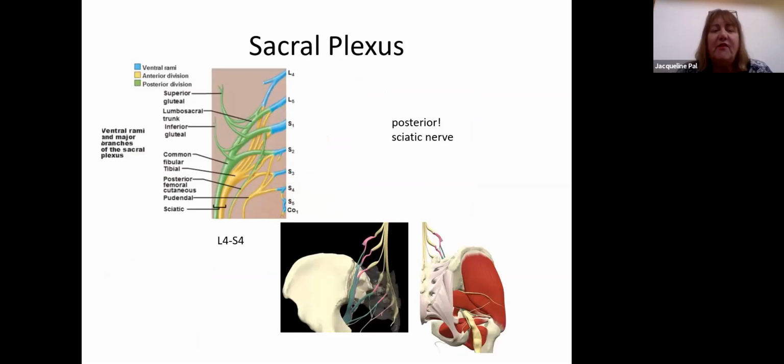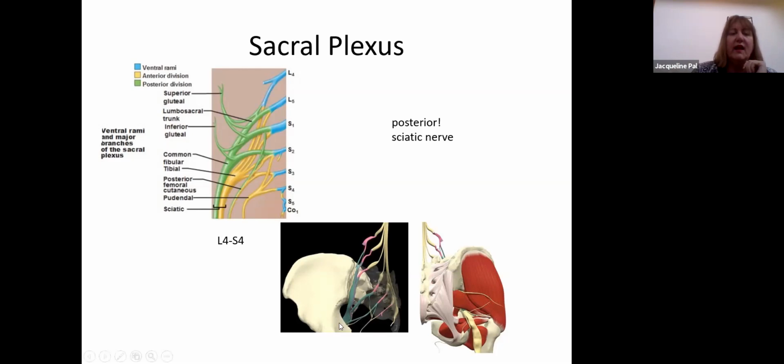So our fourth and final plexus is the sacral plexus. And remember, the sacrum is that triangular bone that's like in the plumber's crack area of your body. So the nerves coming out of the sacral plexus are going to be posterior. Lumbar plexus, anterior. Sacral plexus, posterior, and there's only one nerve. The size of that nerve is the same size as your pinky finger. And that nerve is called the sciatic nerve.